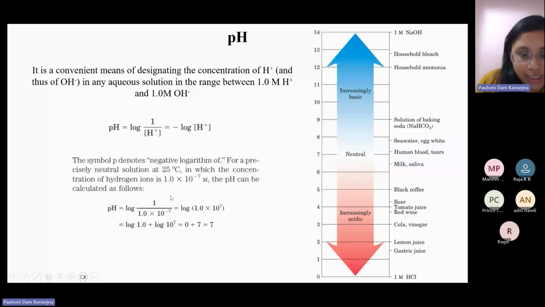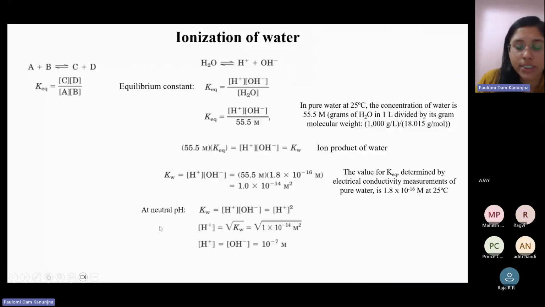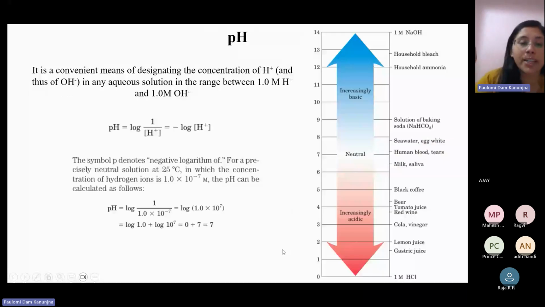Now, if you look at the same principle here, we have just said that H plus concentration is 10 to the power minus 7 at neutral pH. So if you want to find the numerical value of that pH, it will be log of 1 into 10 to the power minus 7, which when you finally calculate comes to 7. And we all know pH equal to 7 is a neutral pH.